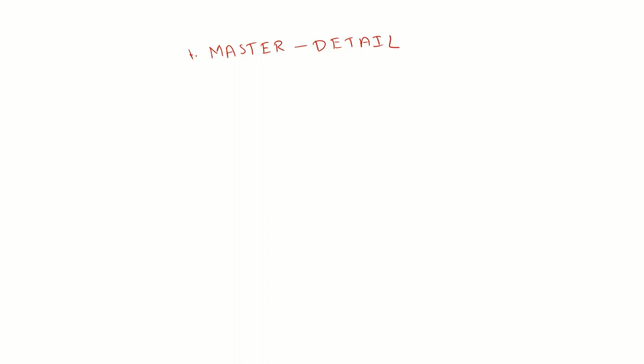Master detail relationship. For example, we have two objects. One object is continent and another object is country. One continent can have many countries. So the continent will be the master and country will be the detail. The relationship between them will be a master detail relationship.